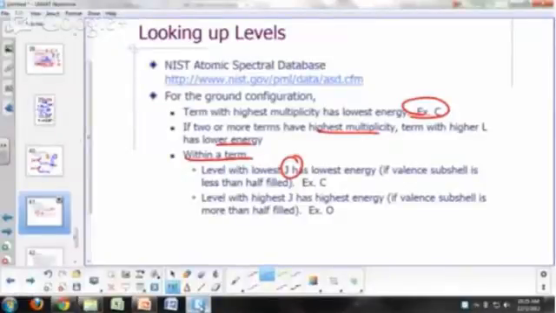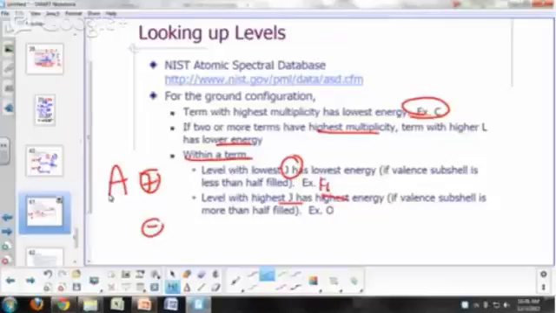So in other words, the A here, remember the proportionality constant in your spin-orbit interaction, that's a positive number. If it's more than half filled, your A is going to be a negative number. The order is going to be reversed. The highest J will have the lowest energy.